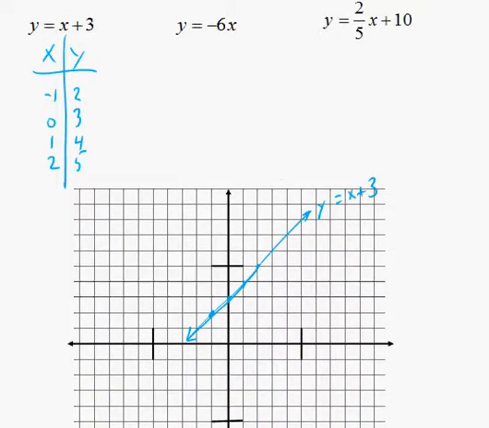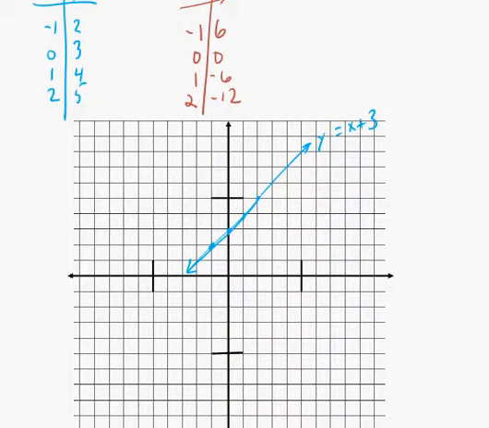Now, let's take a look at y equals negative 6x. If x is 0, y would be 0. If x is 1, y would be negative 6 times 1, or negative 6. If x is 2, y would be negative 6 times 2, or negative 12. If x is negative 1, y would be negative 6 times negative 1, or positive 6. We see that as the x's go up by 1, the y's decrease by 6.